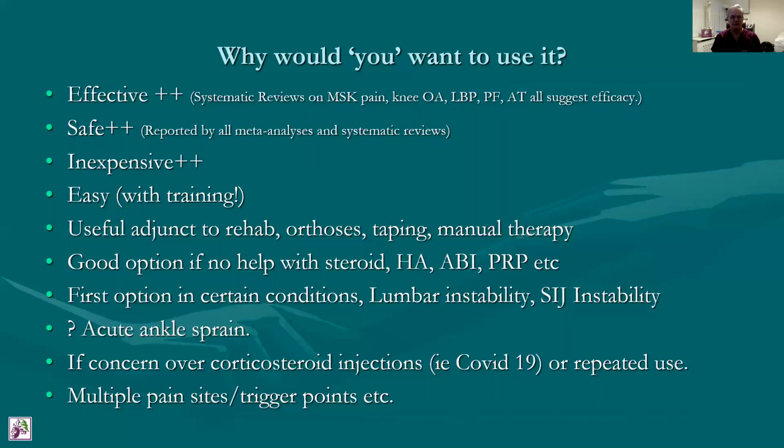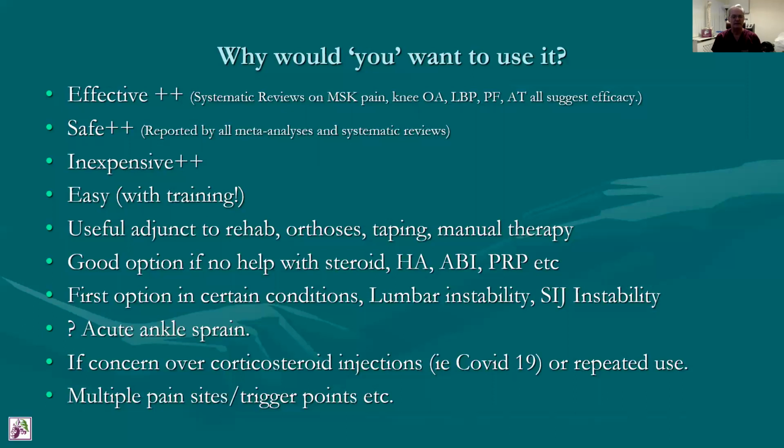It's a good option if you found steroid has not helped. You may have used hyaluronic acid or autologous blood or PRP, and if there's been no result, prolotherapy is there as a backup option as the patient sits in front of you and says, now what? What shall I do, doctor? What's next? I believe it's the first option of treatment in certain conditions such as lumbar instability or sacroiliac joint instability, which have not responded to physical therapies.